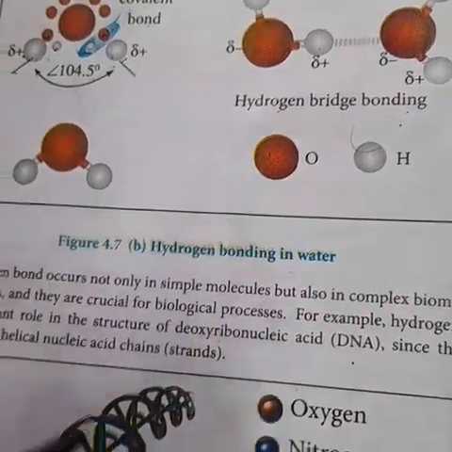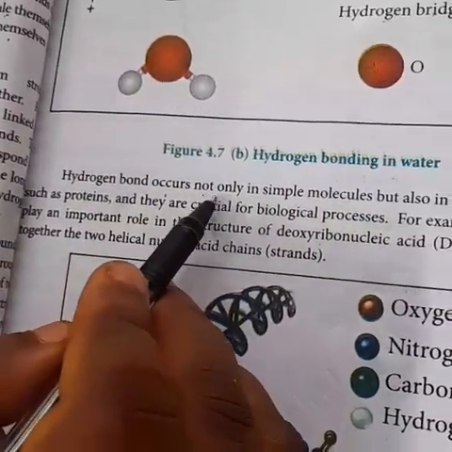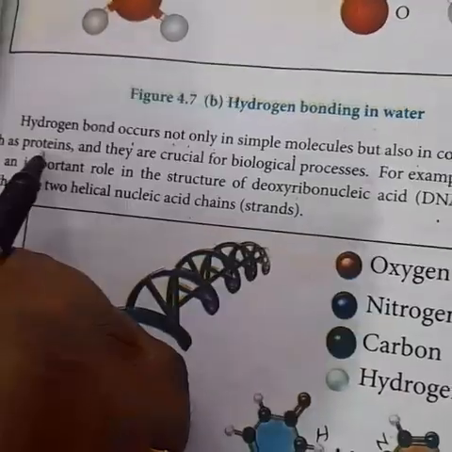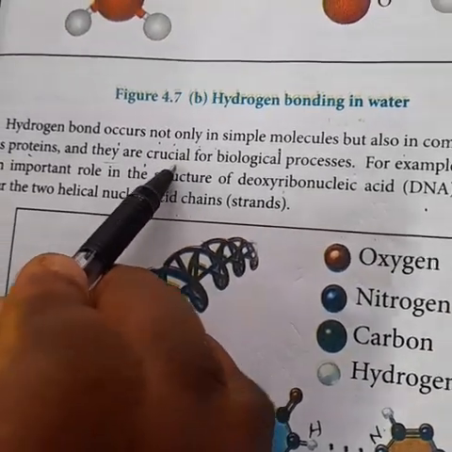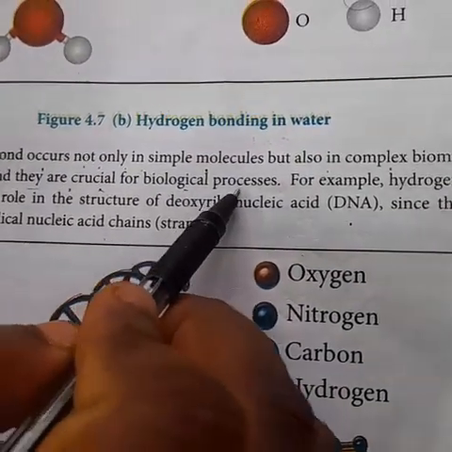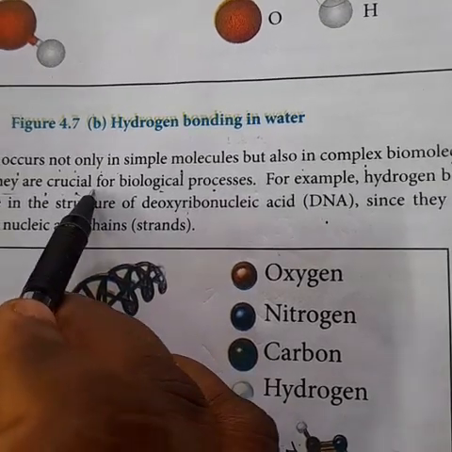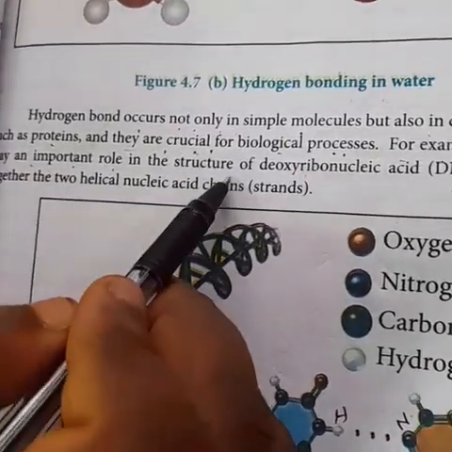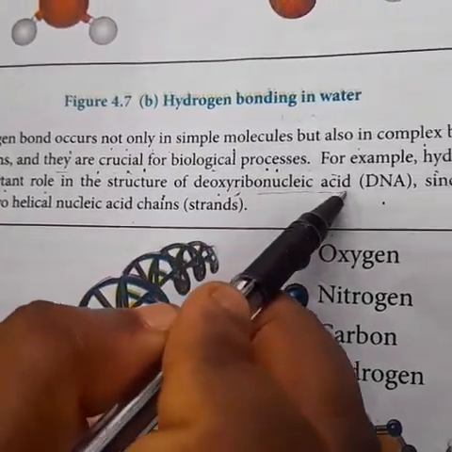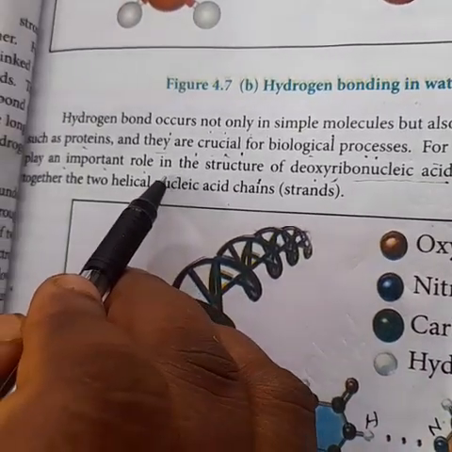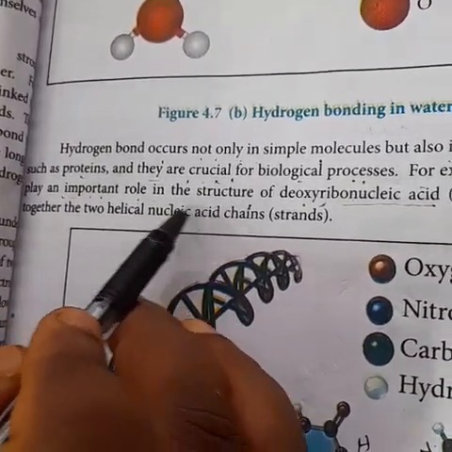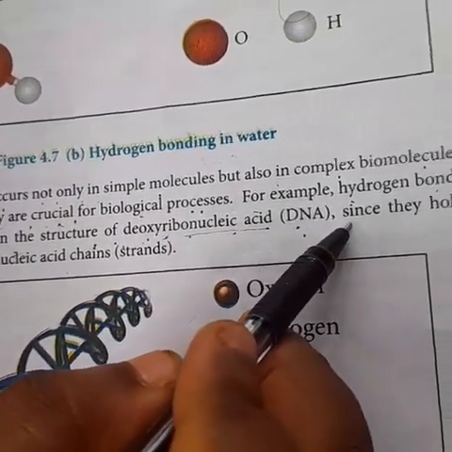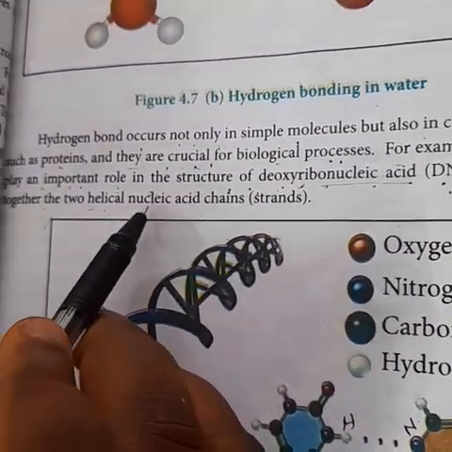Hydrogen bonds occur not only in simple molecules but also in complex biomolecules such as proteins, and they are crucial for biological processes. Crucial means it is important for biological processes. For example, hydrogen bonds play an important role in the structure of deoxyribonucleic acid, that is DNA, since they hold together the two helical nucleic acid chains.